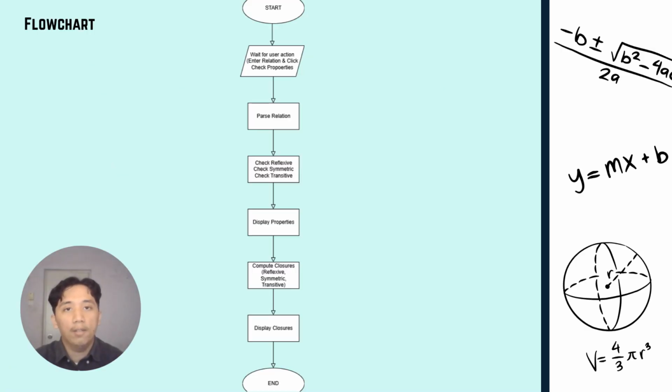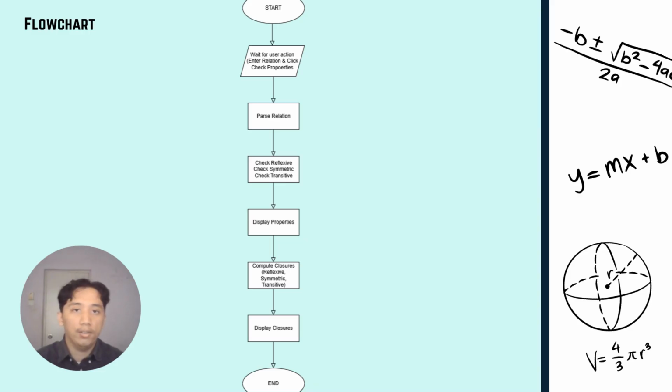Hello, this is the flowchart of our system. First, the process begins at the start symbol, which indicates that the program is ready to run. Next, the system moves to the input data, where the user enters the set elements and relation. For example, pairs like 1, comma 1. This step represents reading and storing the user's input.